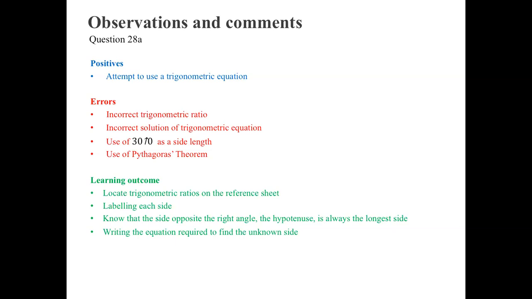Then when they tried to substitute it in, they'd get an error on their calculator. So writing the equation required for the unknown side was really important. Labeling in this triangle, because of the orientation, was one of the downfalls, where they didn't recognise that the hypotenuse was XY. So there were a lot of errors that came from that.